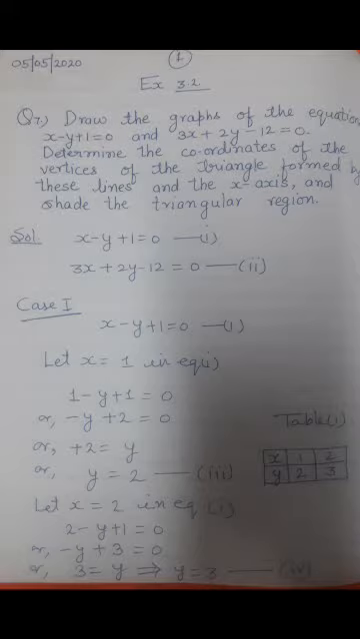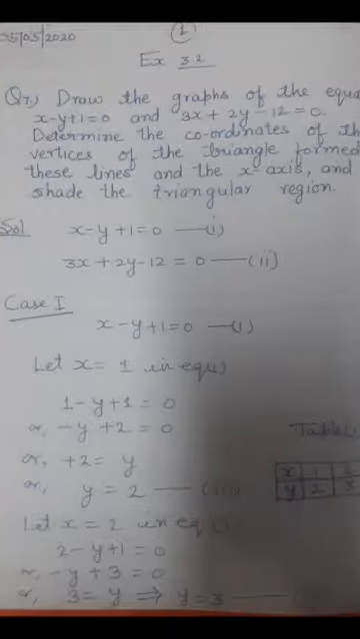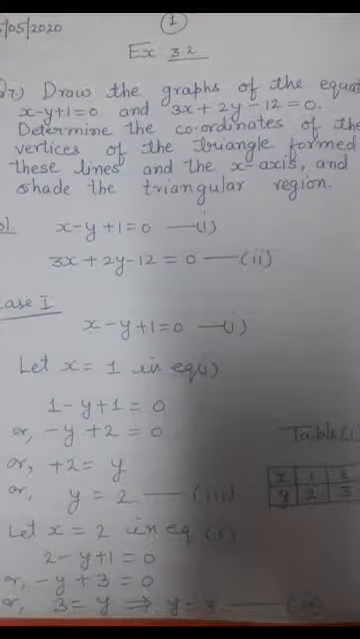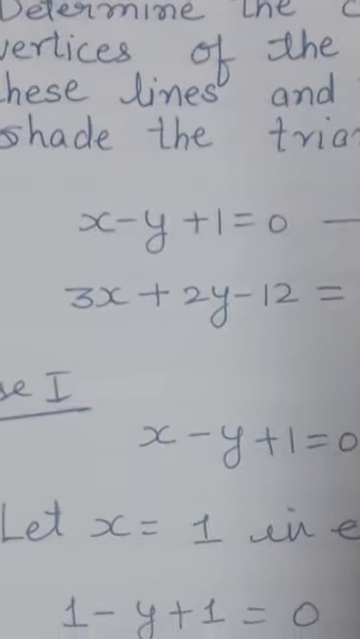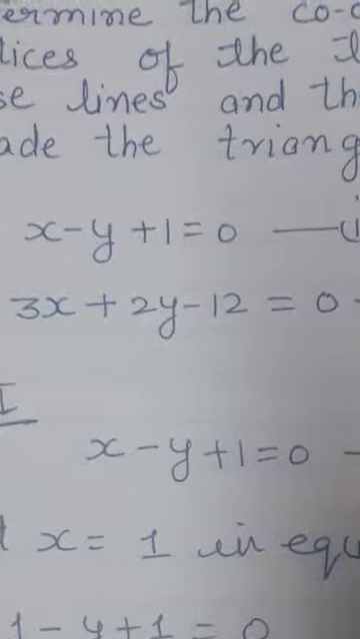Good morning everybody. Today we will do question number 7 of exercise 3.2. Question number 7 is: draw the graph of the equations x minus y plus 1 and 3x plus 2y minus 12 is equal to 0. Determine the coordinates of the vertices of the triangle formed by these lines and the x-axis and shade the triangular region. See, the first equation which is given to us is x minus y plus 1 is equal to 0.